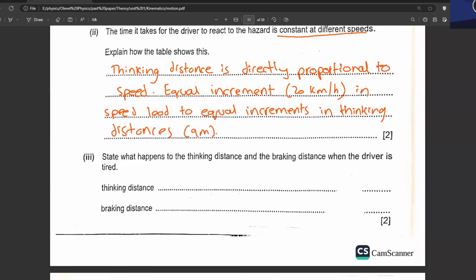State what happens to the thinking distance and the braking distance when the driver is tired. The thinking distance increases since the thinking distance depends on the alertness of the driver and the braking distance remains same. Let's move on to the next question.